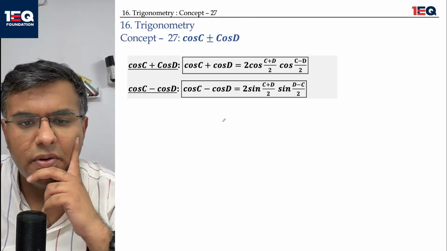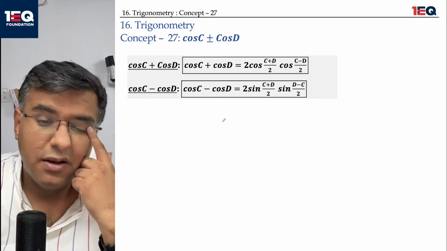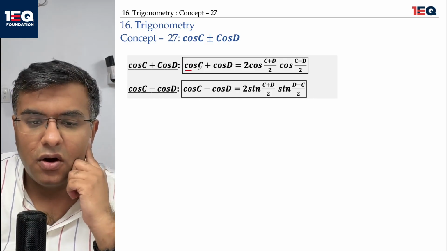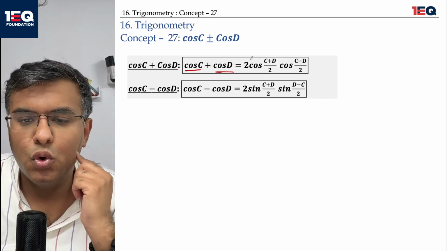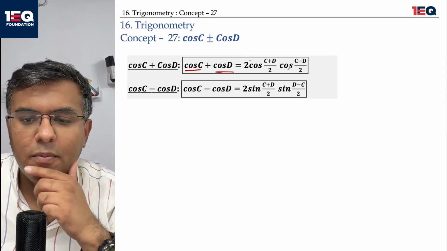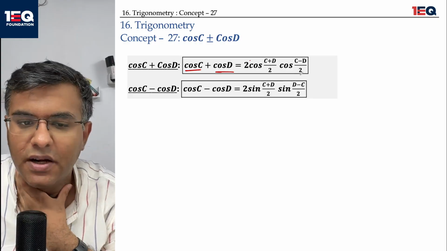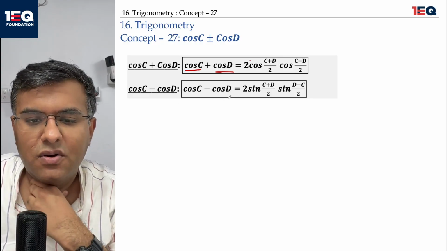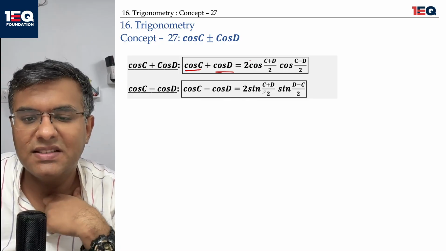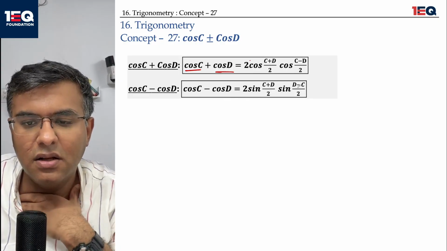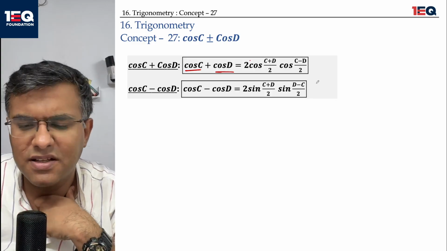Then talking about the cos half angle formulas, the first one is plus: cos C plus cos D is equal to 2 cos (C plus D) by 2 multiplied by cos (C minus D) by 2. Similarly, cos C minus cos D is equal to 2 sine (C plus D) by 2 and sine (D minus C), or (C minus D), by 2.